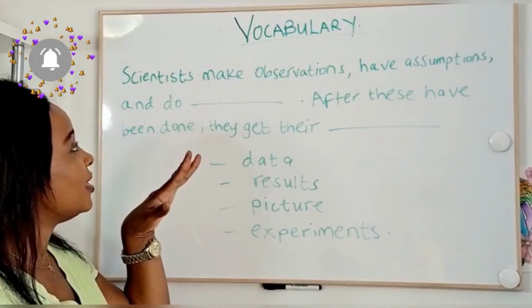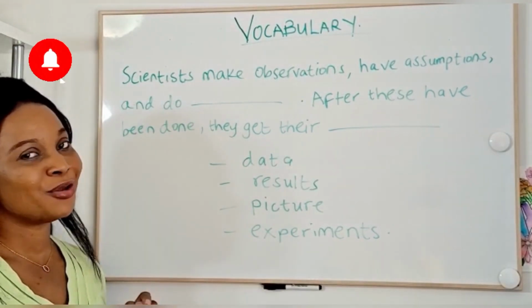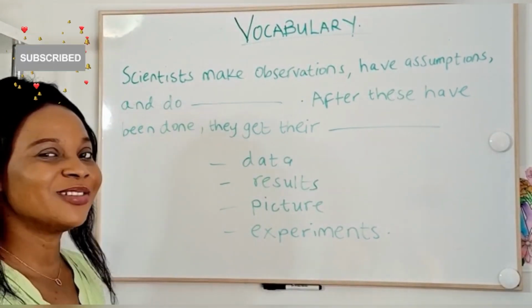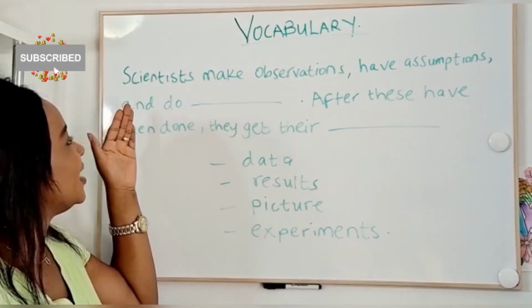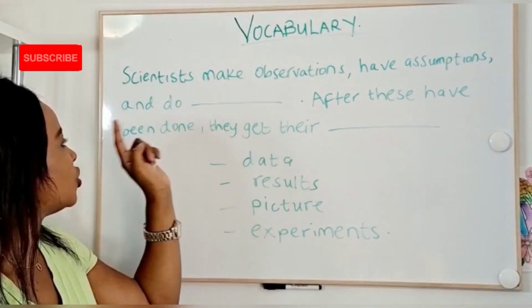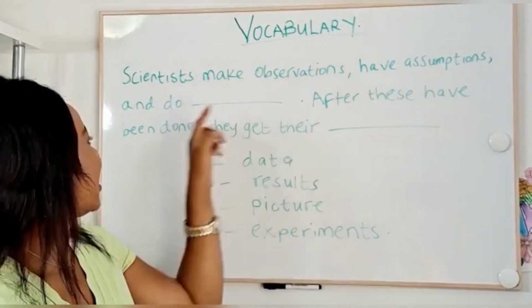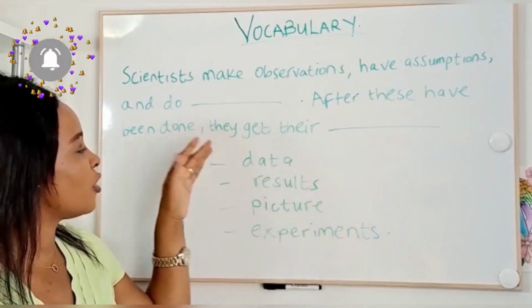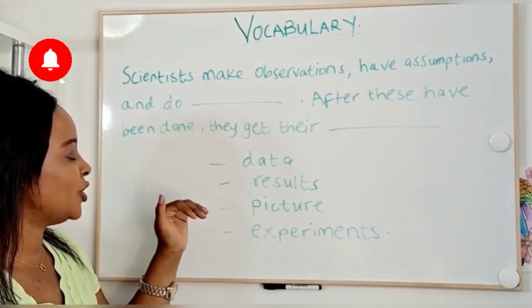Right, so vocabulary is not vocabulary, vocabulary. You can check it out on how to pronounce it on Google. Okay, so scientists make observations, have assumptions, and do dash. After these have been done, they get their dash. I've got options like data, results, picture, and experiment.